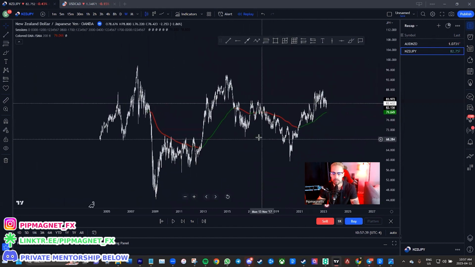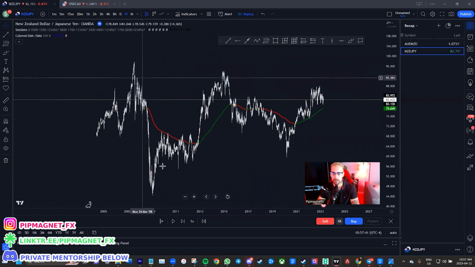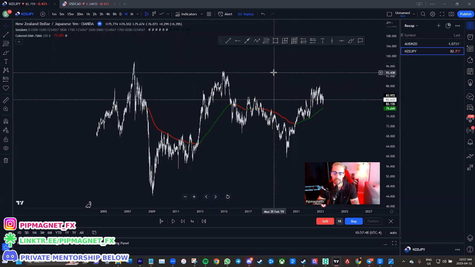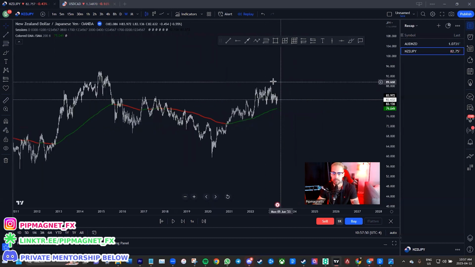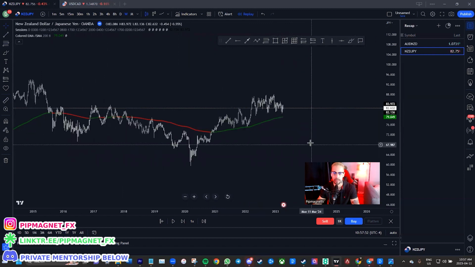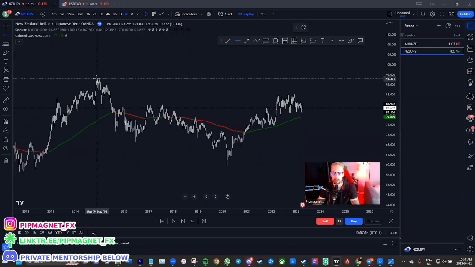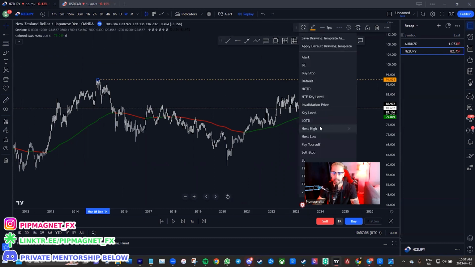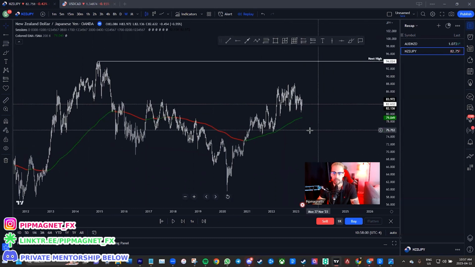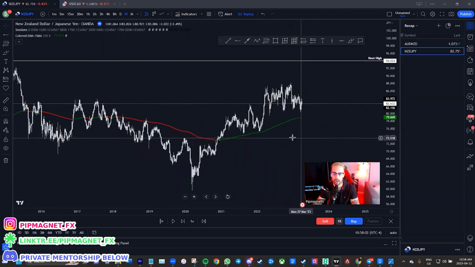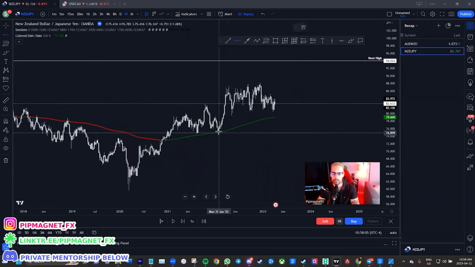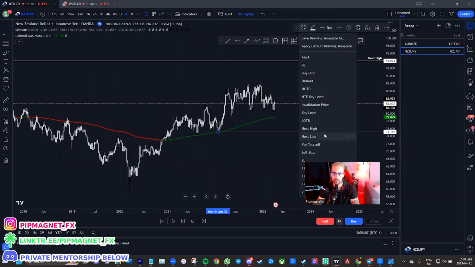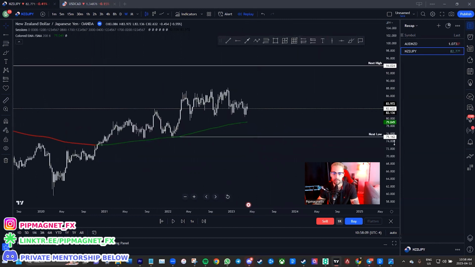At the broader scheme of things, it looks like this pair has just been ranging over the years, right? Because it's been ranging over the years, you just want to pay attention to the most immediate price action that's available. And you could potentially mark out where you're sandwiched, okay? So you can mark this as the next significant high, and this is the next significant low, basically.